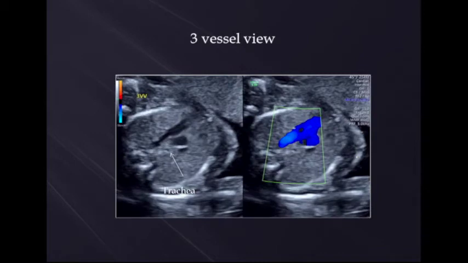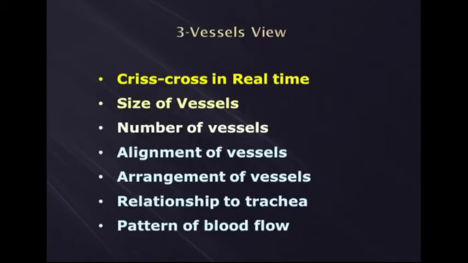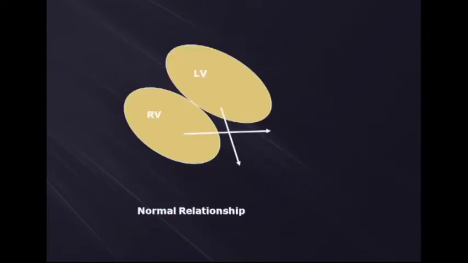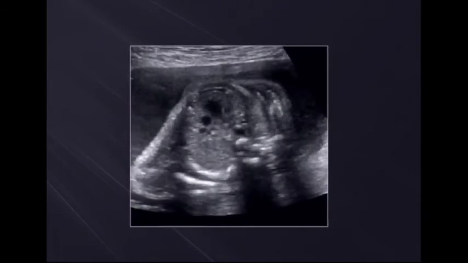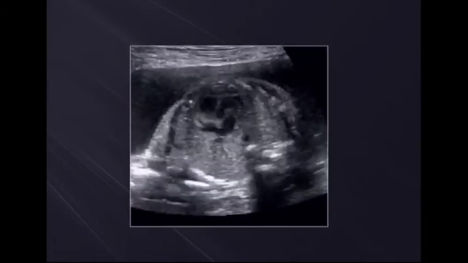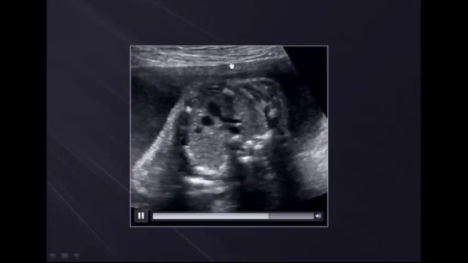Another view of this, and you can see back here the ductus view, the pulmonary artery coming back. You can see the trachea, and you can actually see the trachea bifurcate. I'll show you that in some real-time images. So when we look at that three-vessel view, number one, look for the crisscross, and then look for the number of vessels, the alignment, the size, the relationship to the trachea, etc. A normal relationship, again, should be crisscross. I'm going to show you a couple of real-time images. They each show you something different.